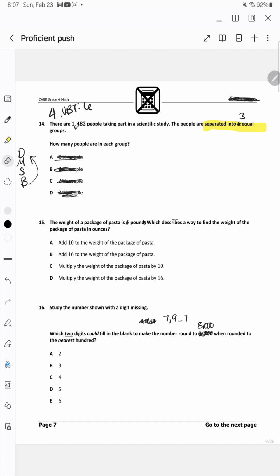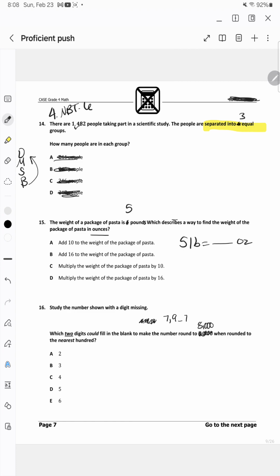Anyways, moving on. Let's see what this question says. The weight of a packaged pasta is... What did I scratch out? I'll just say 5 pounds. Which describes a way to find the weight of the pounds in ounces. Now, this right here, they're saying 5 pounds is equal to blank ounces, right?